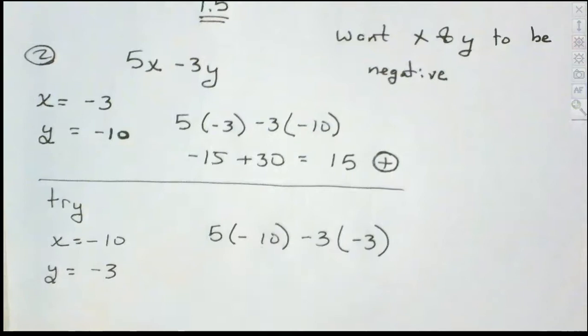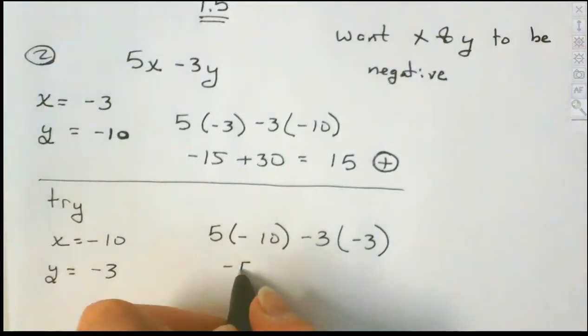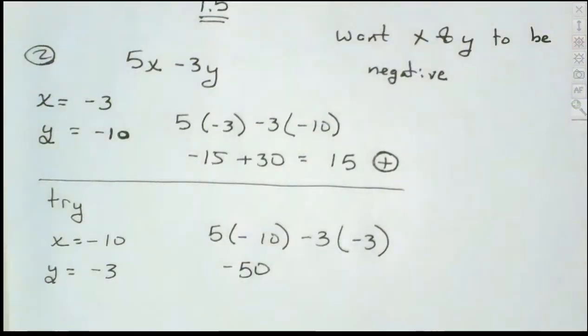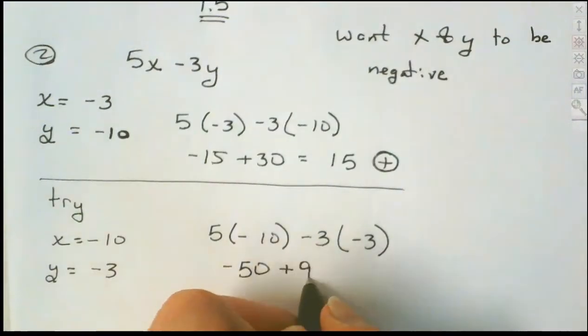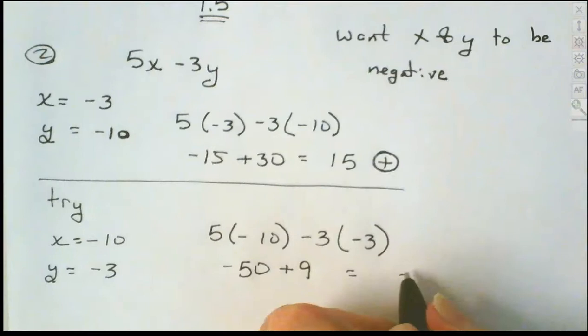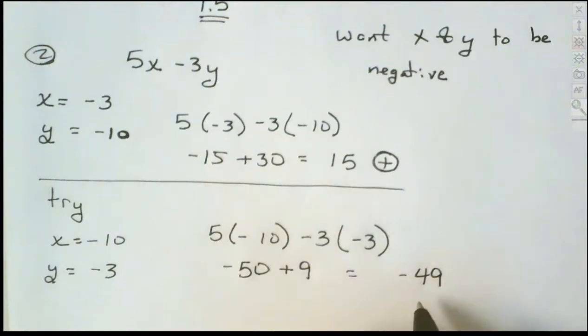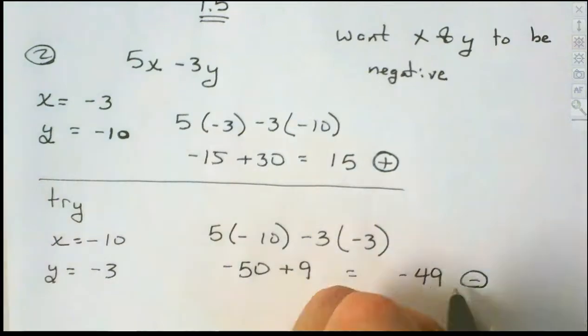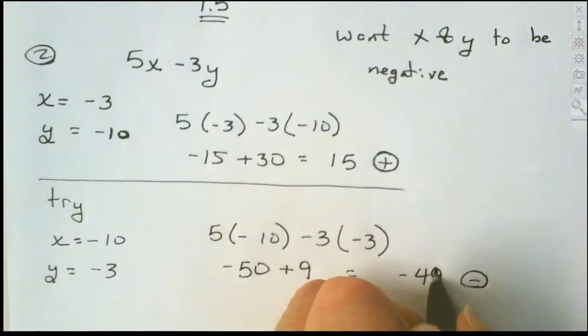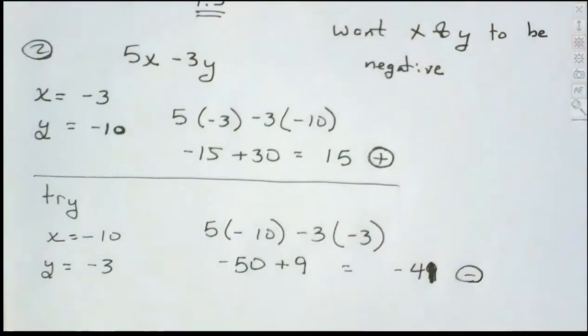So 5 times a negative 10 is a negative 50. Negative and negative makes that then a positive 9. And look at the signs here. Well, this one, it comes out to be a negative 41, my mistake. As long as I can put those together correctly. So look at the difference here.